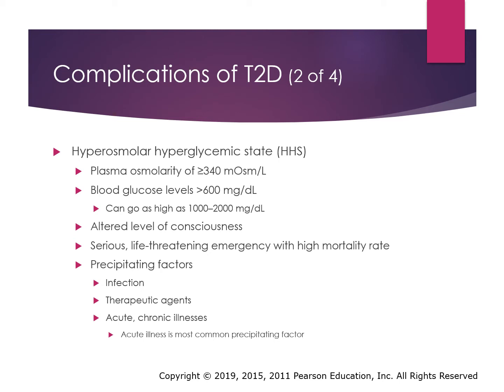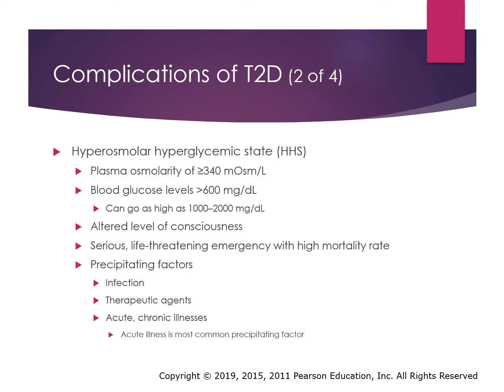The normal range is 280 to 300. It's greatly elevated blood glucose levels, more than 600, and often as high as 1,000 to 2,000. That's terrible. Altered level of consciousness. With this condition, it is a serious, life-threatening medical emergency. Mortality is high, even higher than that for DKA, because the metabolic changes are serious and because individuals with diabetes usually are older and have other medical problems as well.